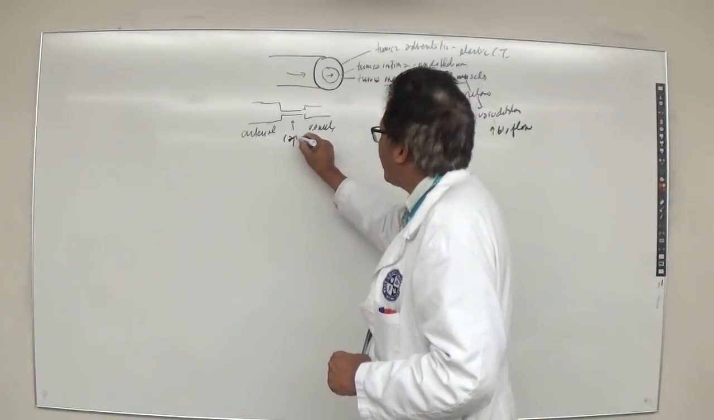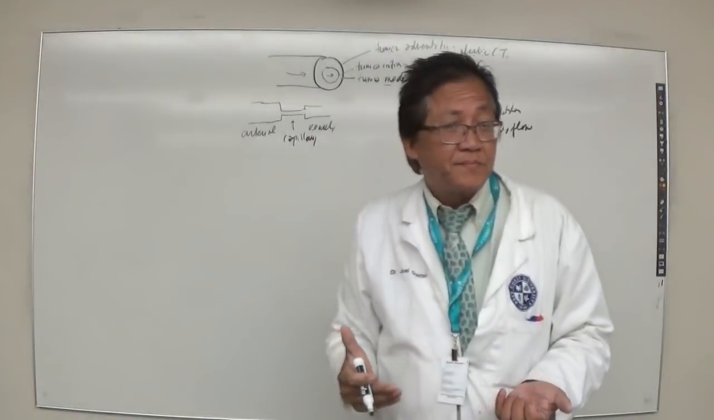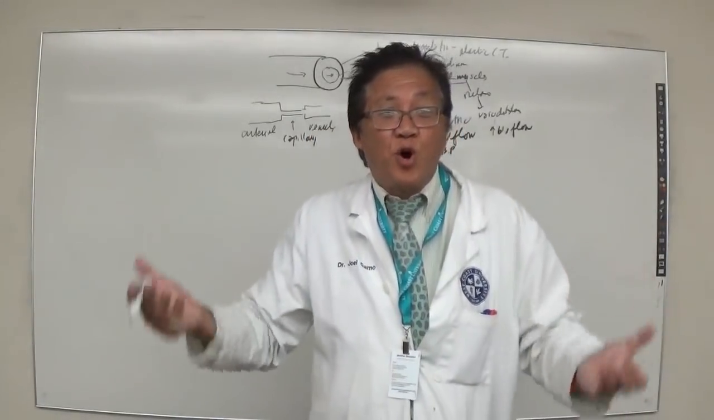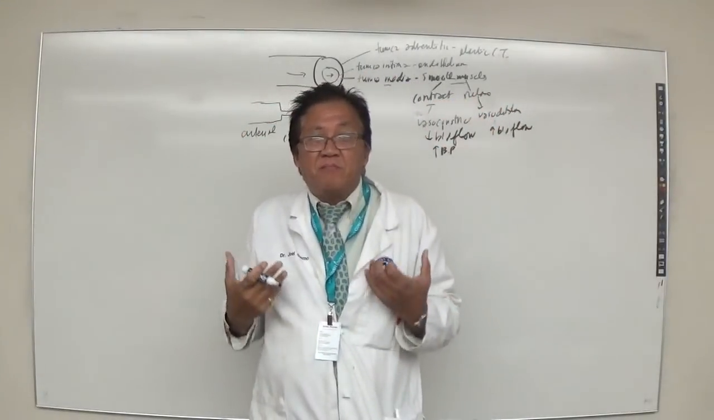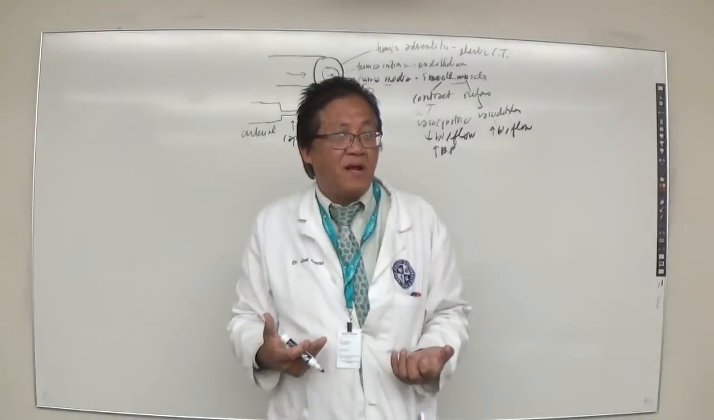So a capillary, therefore, connects an arteriole and a venule. Now, where do you find capillaries? Everywhere in your body. Do you have capillaries in the brain? Yes, we do. Do you have capillaries in the muscles? Yes. Heart? Yes. Organs? Yes. All the parts of the body have capillaries.